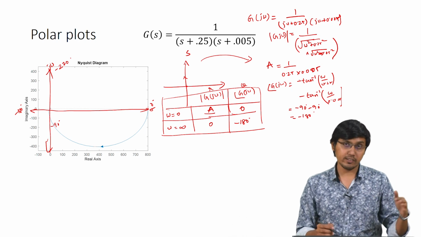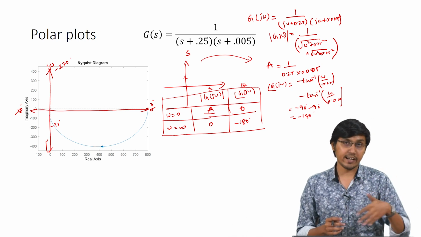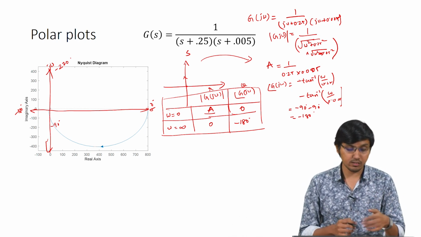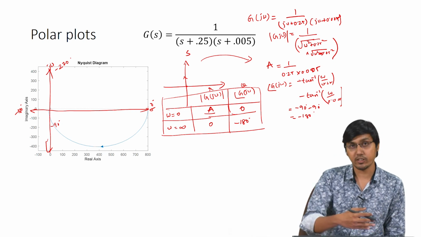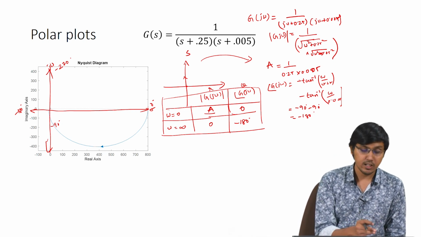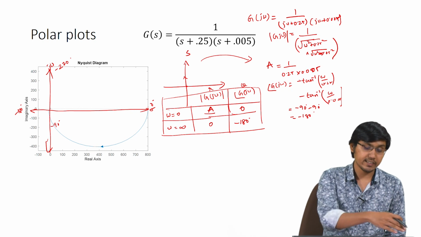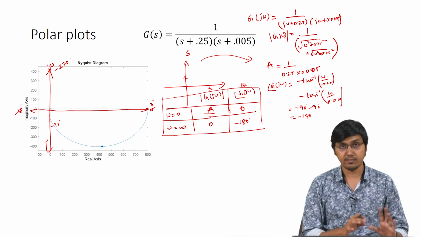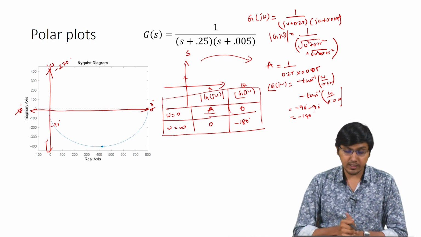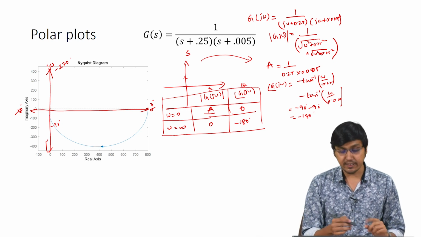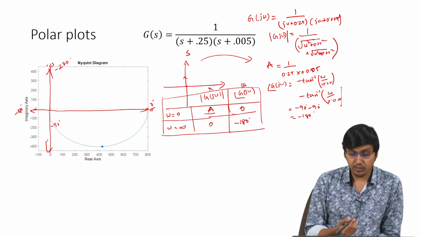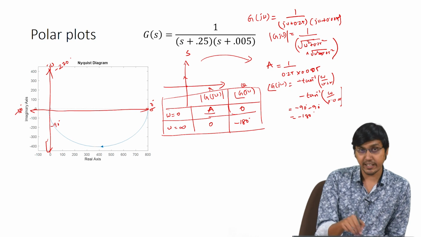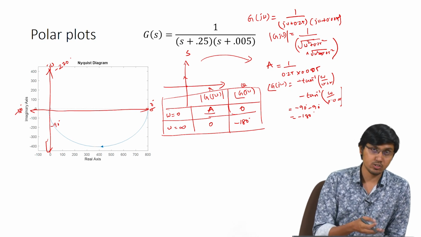So it is the usual convention that we take anti-clockwise as positive and clockwise as negative. Here we count in the clockwise direction, so we put the minus sign: minus 90 degrees, minus 180 degrees, and then minus 270 degrees. So this is what we have studied. Now let us plot all these points and see how the graph comes out. We should get the same graph that we got using MATLAB.